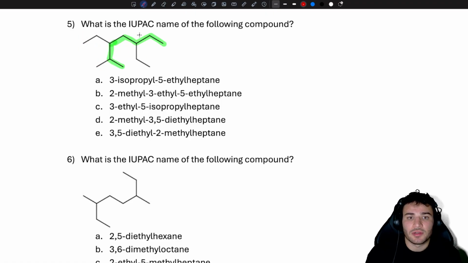And so the rule is when you're in between parent chains of the same carbon length and you want to choose one to become your parent chain, you want to choose the parent chain that will have the most number of substituents. And that actually makes sense because in the previous one, we only had 2 substituents compared to this 3.